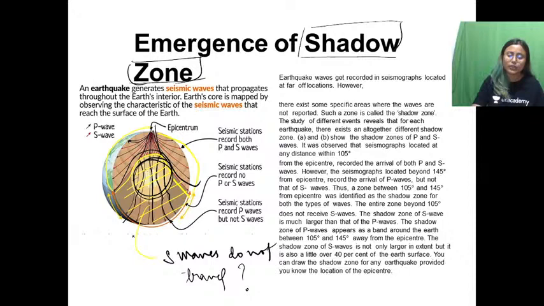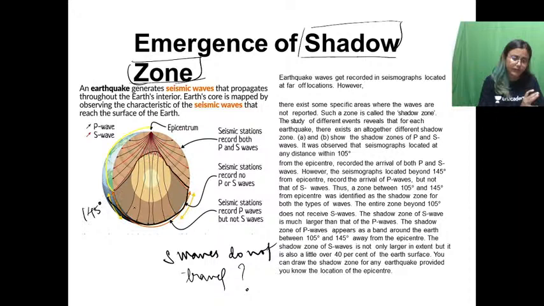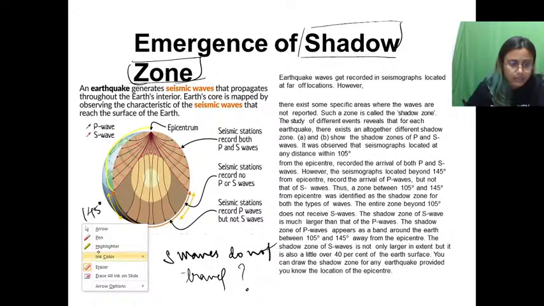So now we also know that beyond 145 degrees we will never be able to see S waves. Now, is it a fixed area? No, it's not. Wherever we have the epicenter of the earthquake, the waves will start moving from this region. And from there, wherever we have our 145 degrees, the shadow region will start. Now, if the epicenter of the earthquake lies here, then our 145 degree angle will be somewhere else.